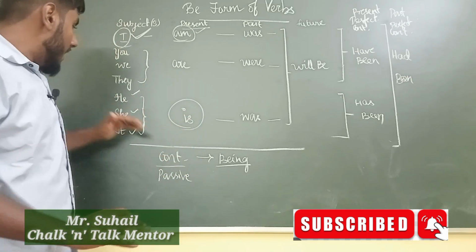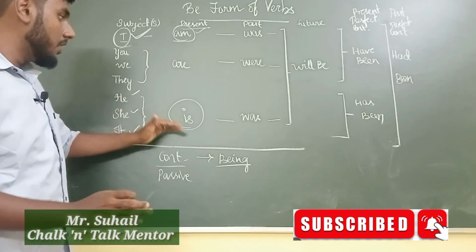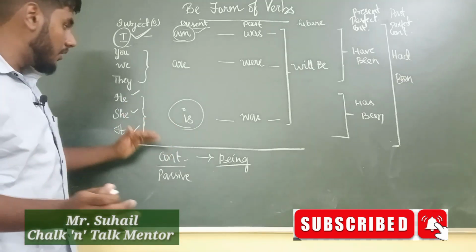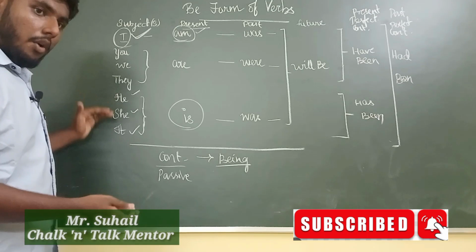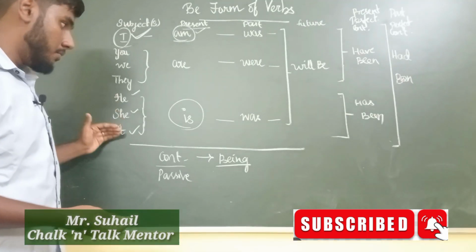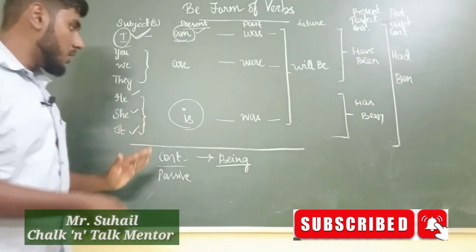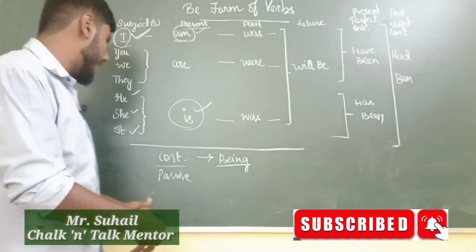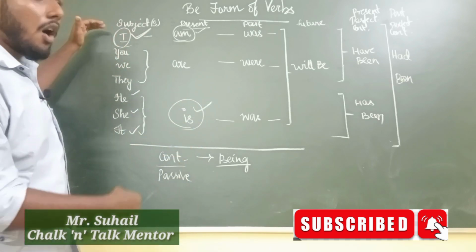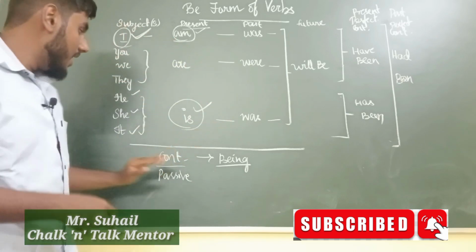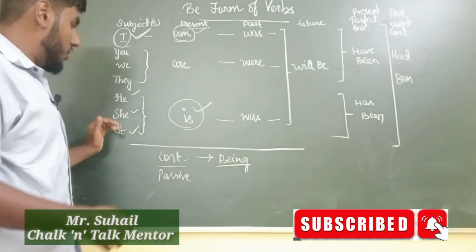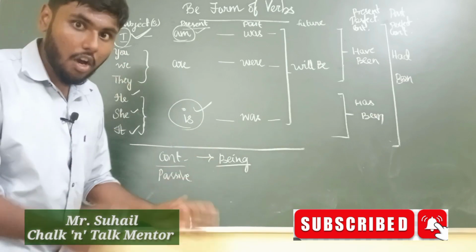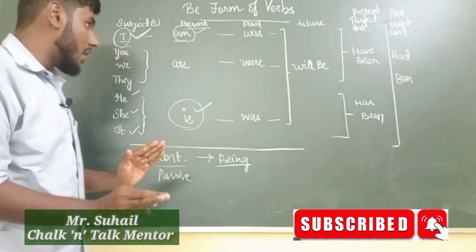If this is the case, obviously these three are singular subjects, and these singular subjects will make use of is when put into a sentence. Just like how we use I am a boy, it becomes he is a boy, she is a girl, it is a dog. So this is how it is going to be.